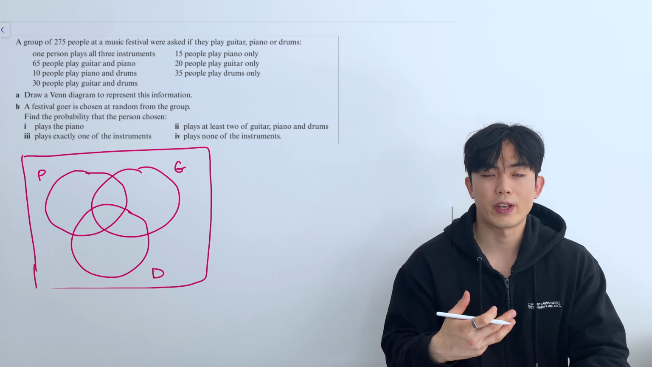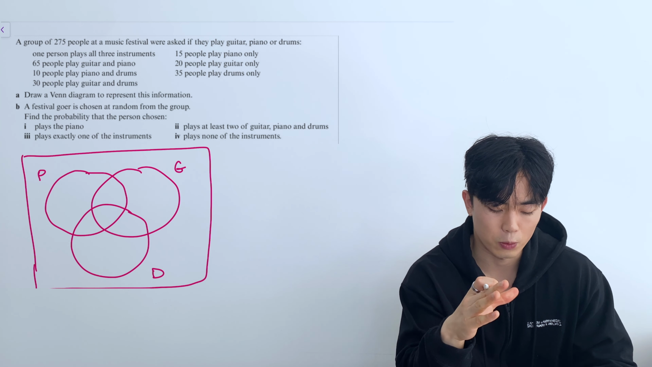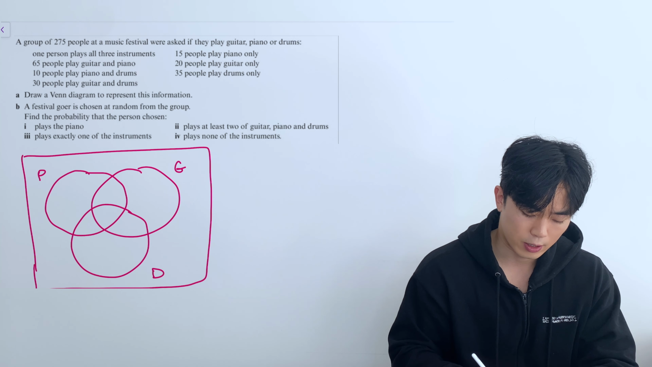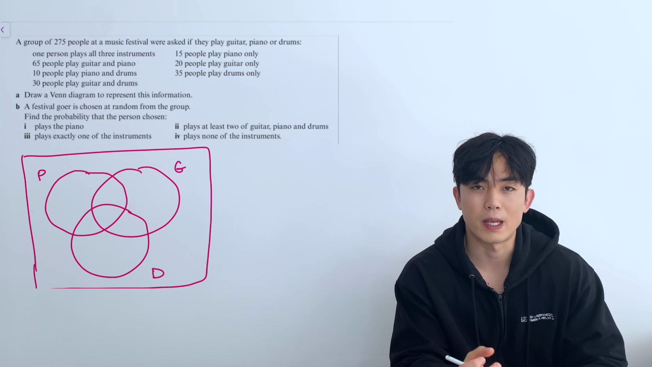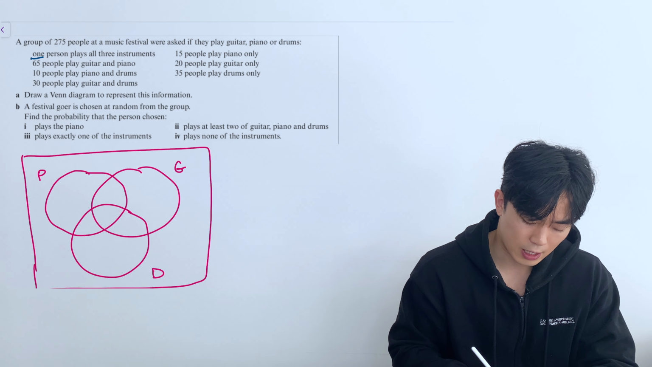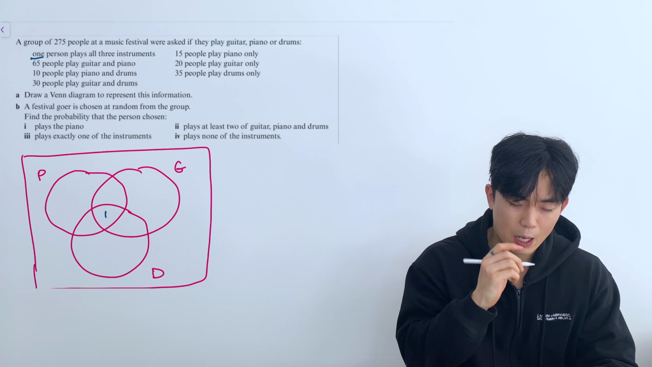When we're drawing Venn diagrams, you always want to work from inside to outwards. So we want to work out the middle section first. That section represents the people who play all 3 of these instruments. It says that one person plays all 3, so that's going to be 1 here. Now we work our way outwards.